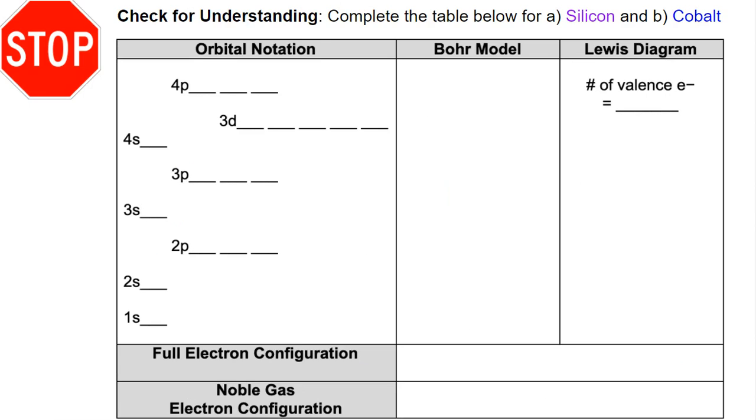Okay, so now I'd like you to stop the video and work out one of these, fill out one of these tables for silicon. Then after you do it for silicon, do it for cobalt. And I will show answers following.